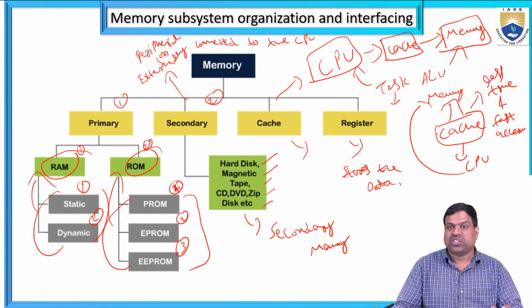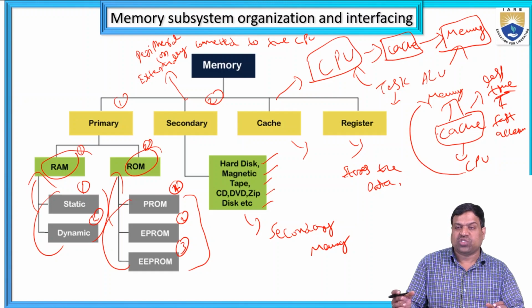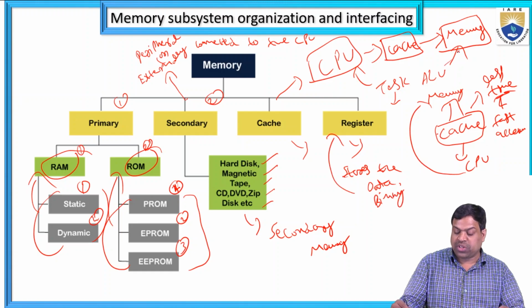So what is the advantage of connecting the cache memory to the CPU? Fast accessing and less access time, and we are increasing the lifetime of the CPU. And registers are nothing but they store the data in the form of binary. So binary data will be stored in the registers to transfer to the memory. These registers are used for the memory.